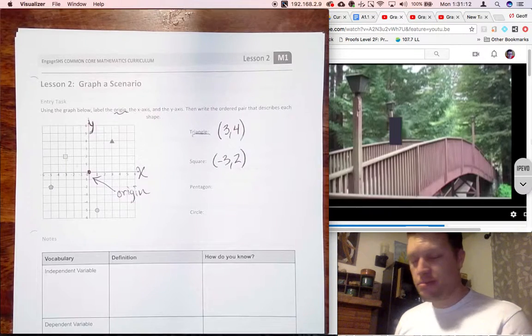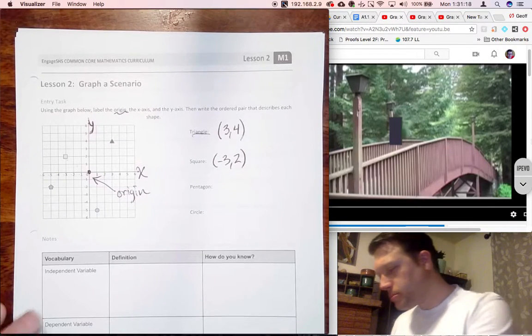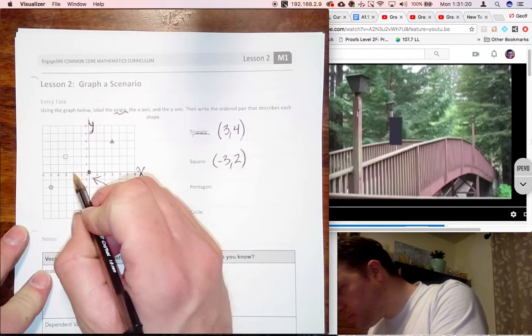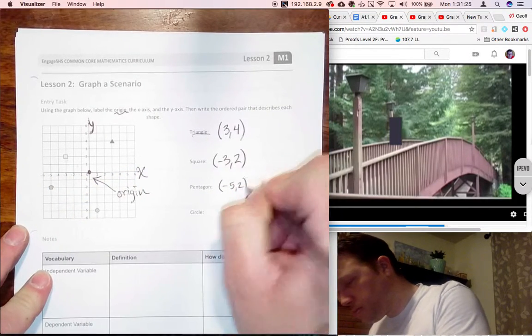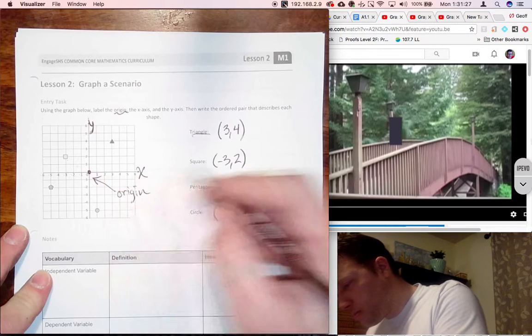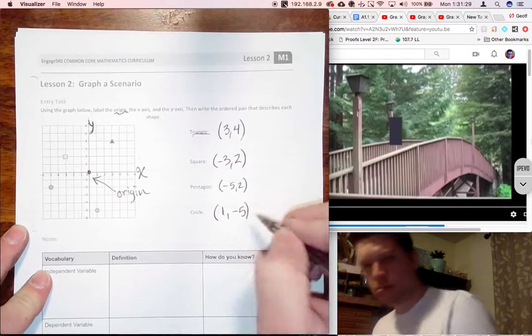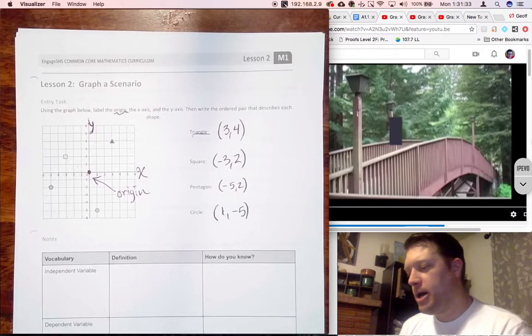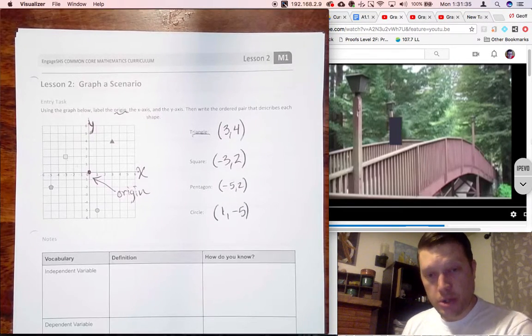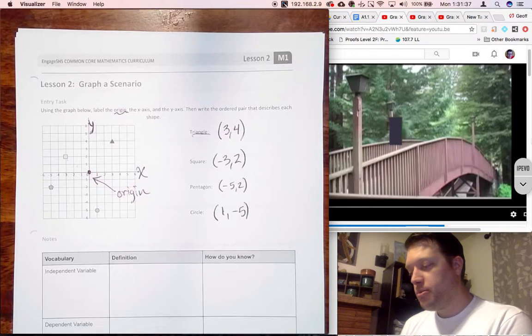Okay, go ahead and pause, skip ahead a minute, but before you do the pentagon and the circle, I'm going to do them right now, I'm not going to talk. Okay, bring it back. So I found the location of the pentagon and the circle, and just check that you did the same thing as well. Let's move on to some notes.